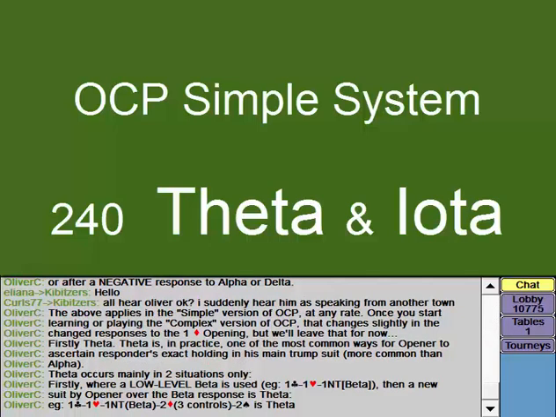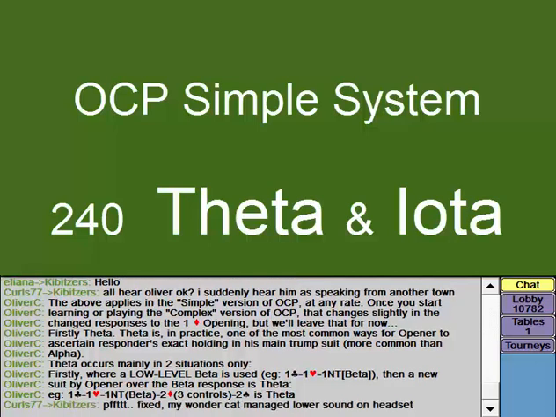Okay, so the most common time that we use theta and/or iota is where we've used a low-level beta. So if it goes one club, positive, and then a low-level beta, if opener bids a new suit over the beta response, then that will be theta, in principle.